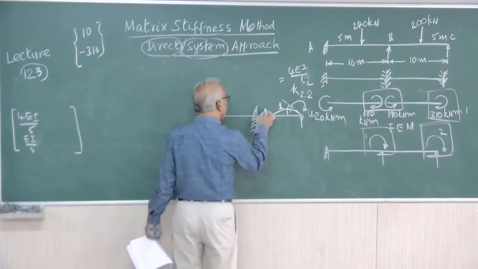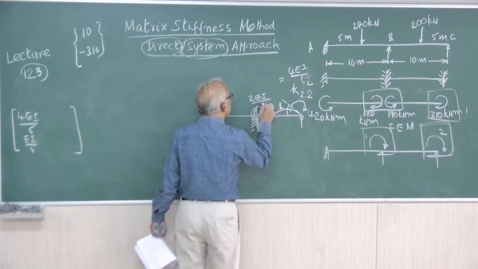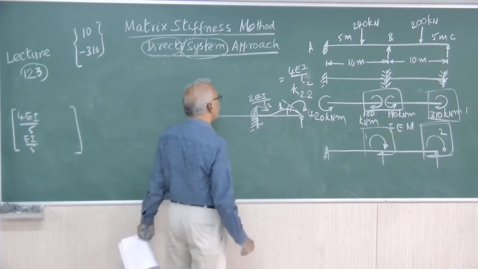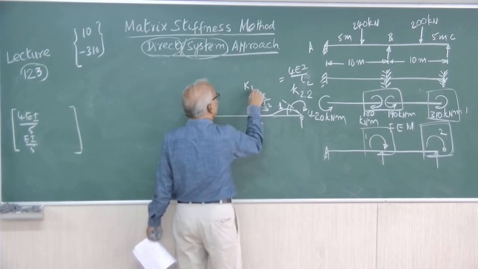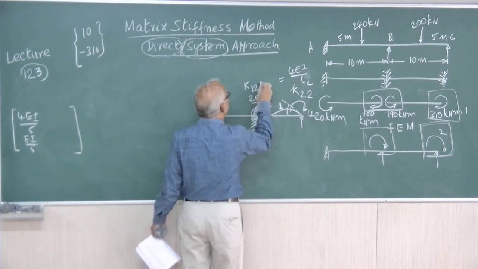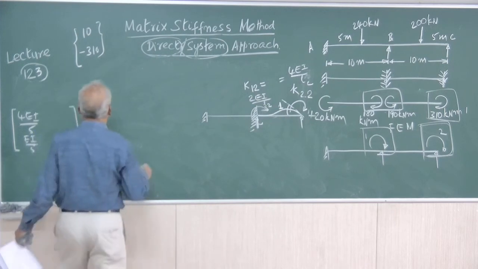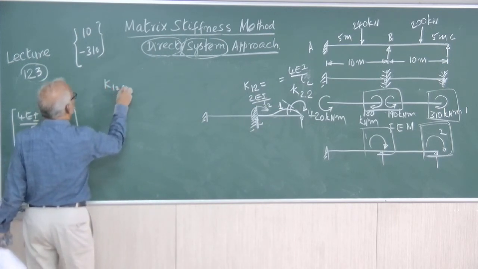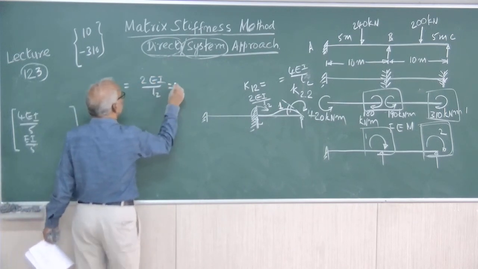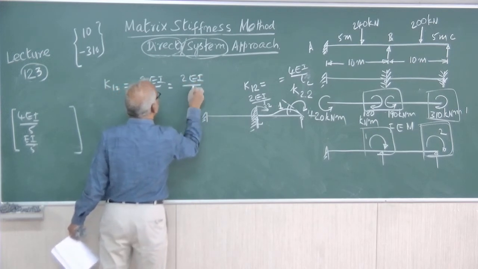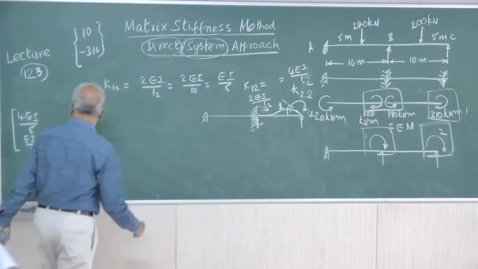And here there will be a carryover moment whose value will be equal to 2EI by L2. So this value will be the force developed along coordinate 1 due to unit displacement along coordinate 2. K12 and K22. So K12 equals 2EI by L2, equals 2EI by 10, equals EI by 5. So this is EI by 5.